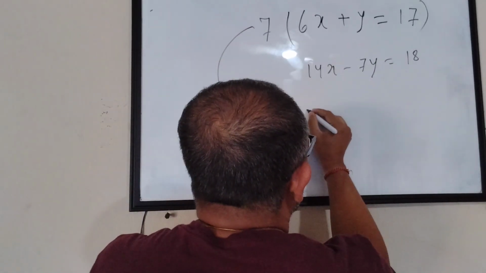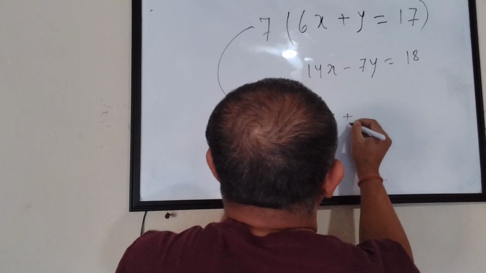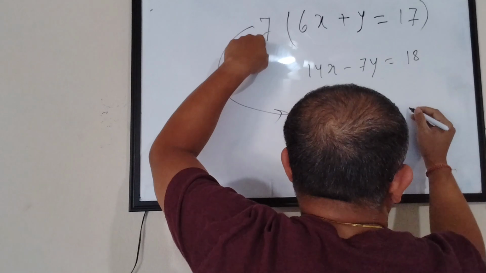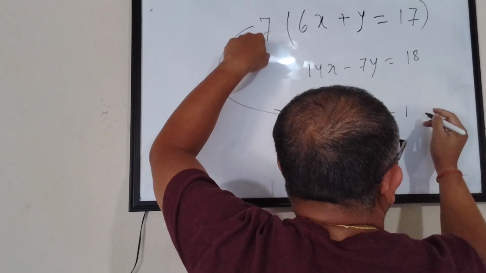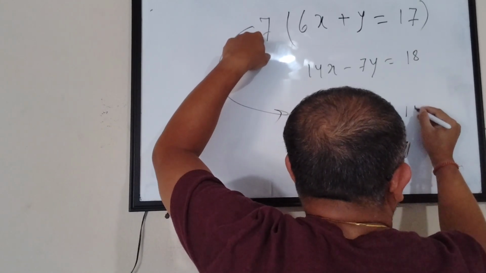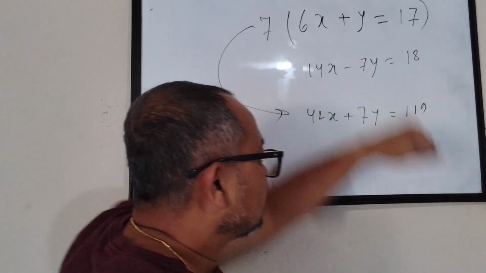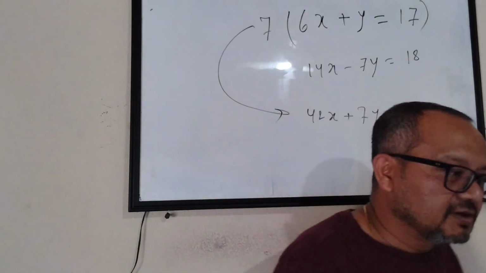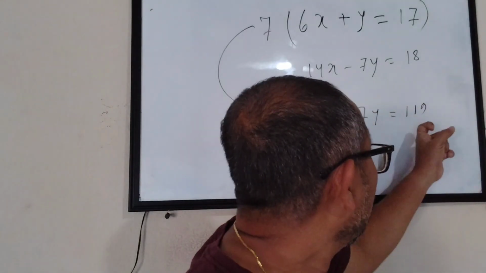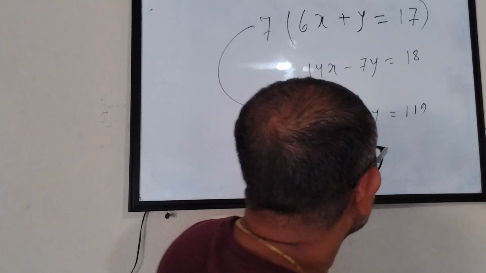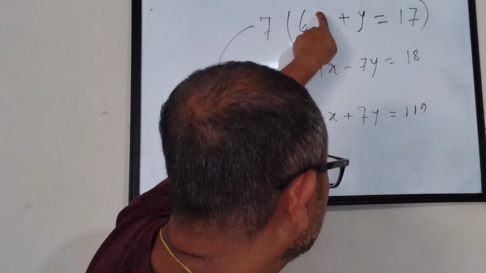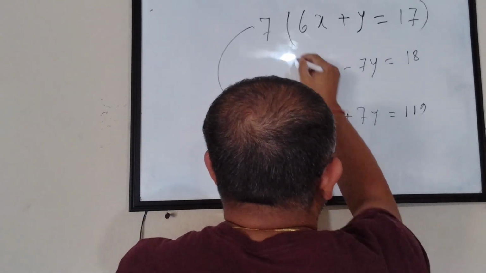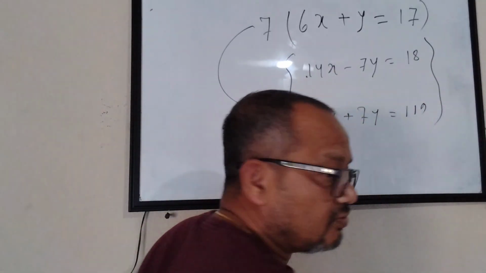And when you multiply this, this becomes 7 times 6 is 42x plus 7 times y, 7y, equals 17 times 7, 139. Sorry, 119. I have to memorize the table of 17 now. I was about to forget. Alright, so this equation became this equation. Basically I am saying these two are the same. Now you already have this equation in place. If you add these two, what happens?